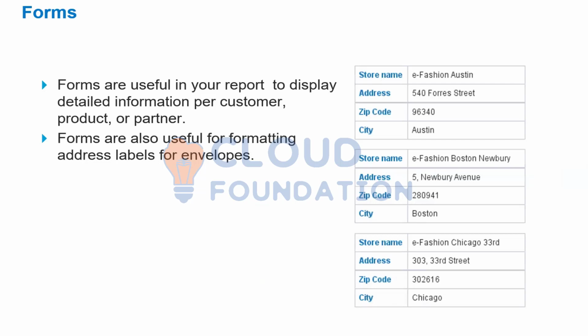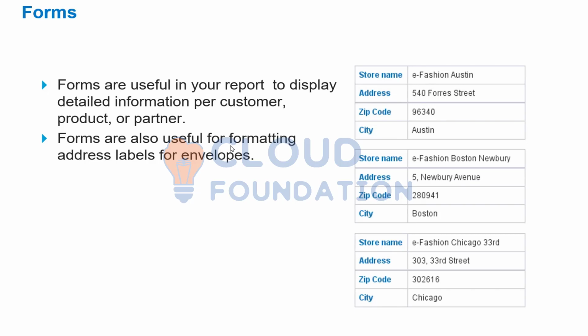We also have forms. These forms are mostly like an address kind of thing. Forms are useful in your report to display detailed information per customer, product, or partner. So it will not display any key figures or any measures. Instead, it will display more details about some customer or their address or product. It is like a visiting card kind of thing, which will mention the name, the employee ID, the phone number, address. It is like some visiting card or ID card, we can say. So that kind of representation is possible using forms.